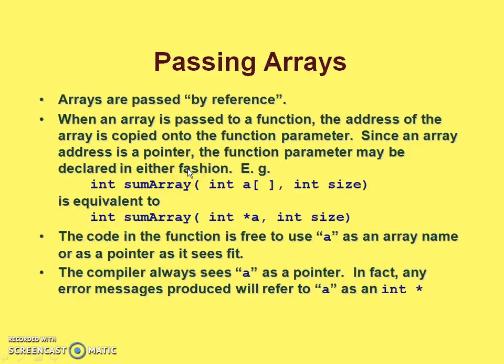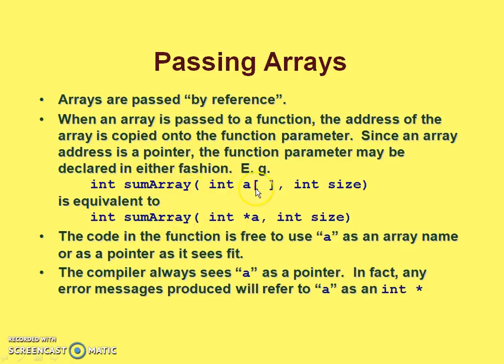How to pass arrays? Arrays are passed by reference. When an array is passed to a function, the address of the array is copied onto the function parameter. Since an address is a pointer, the function parameter may be declared in either fashion. Here if you observe the prototypes, these both indicate the same.